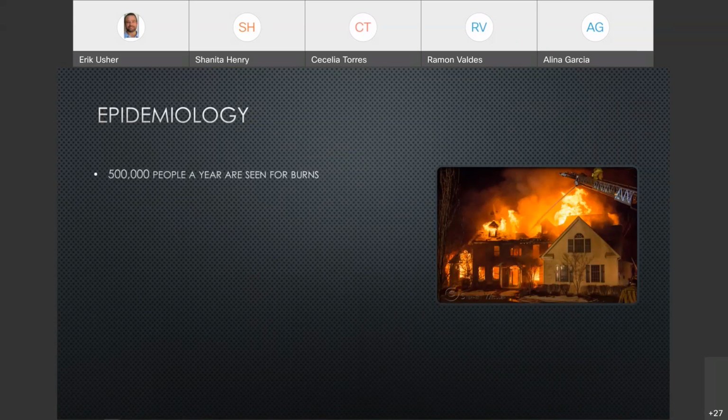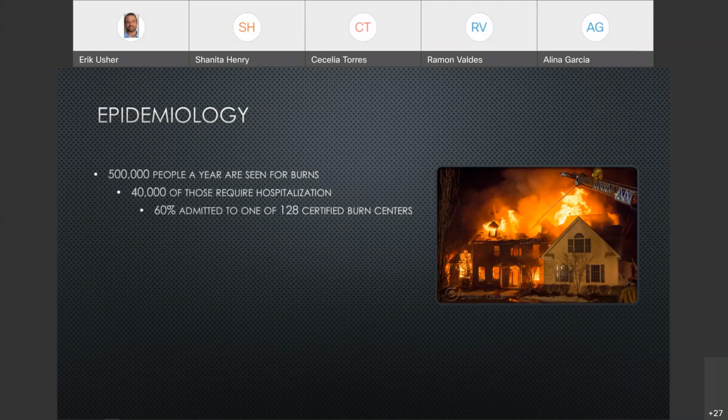So 500,000 people a year are seen for burns. It's a lot. 40,000 of them require hospitalization, and of those 40,000, 60% of them are admitted to a specialized burn center. There's about 28 certified burn centers, and that has special equipment. It has special personnel. It has to be accredited to be a burn center.